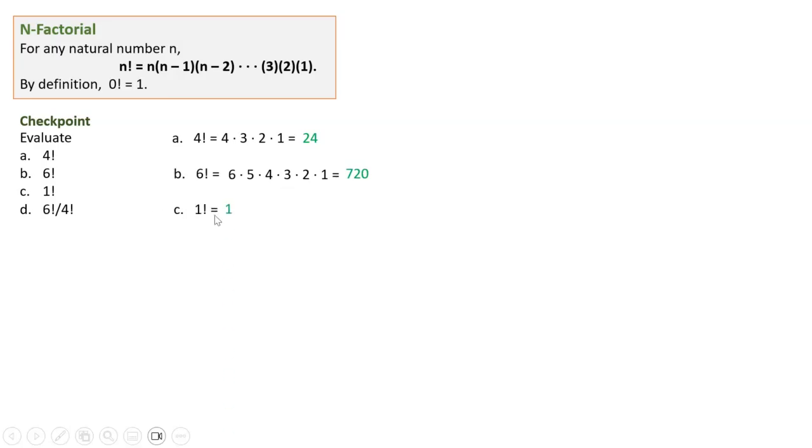It will just be 1. For D part, what's 6 factorial divided by 4 factorial? Okay, 6 factorial will be 6 times 5 times 4 times 3 times 2 times 1, and the 4 factorial will be 4 times 3 times 2 times 1. You notice these are going to cancel: 4 divided by 4 is 1, 3 divided by 3 is 1, and so on. So we have only 6 times 5, which will give us 30. So the answer is 30.